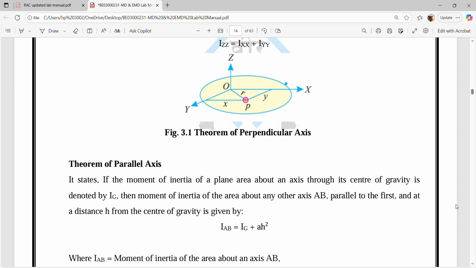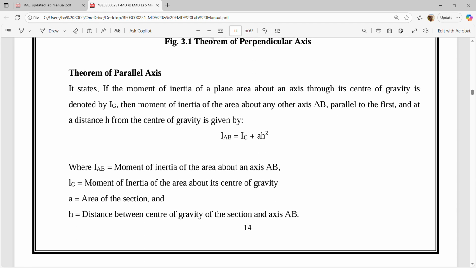Theorem of parallel axis, or parallel axis theorem. It states if the moment of inertia of a plane area about an axis through its center of gravity is denoted by Ig, then moment of inertia of the area about any other axis AB parallel to the first and at distance h from the center of gravity is given by Iab is equal to Ig plus A h square.